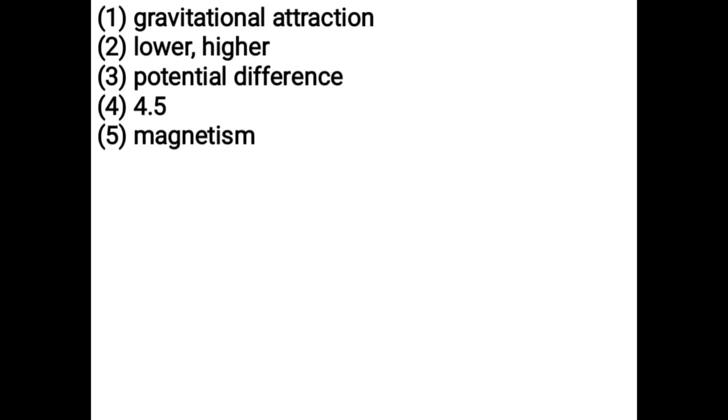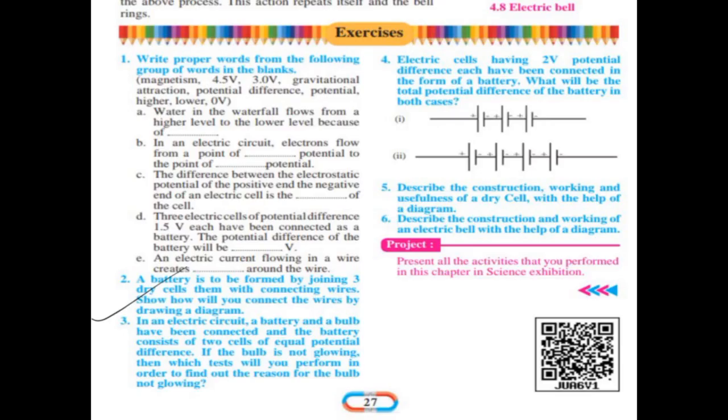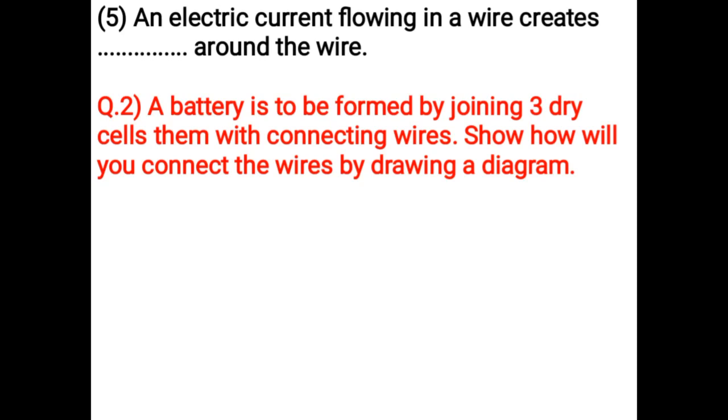An electric current flowing in a wire creates dash around the wire. Magnetism. A battery is to be formed by joining 3 dry cells with connecting wires. So, how will you connect the wires? By drawing a diagram.